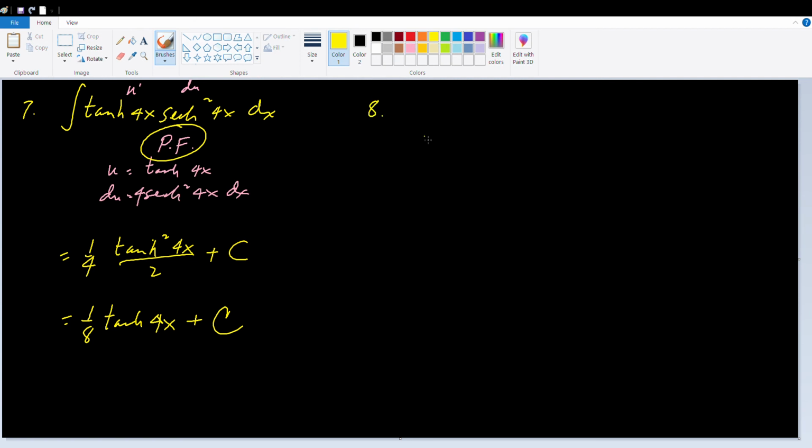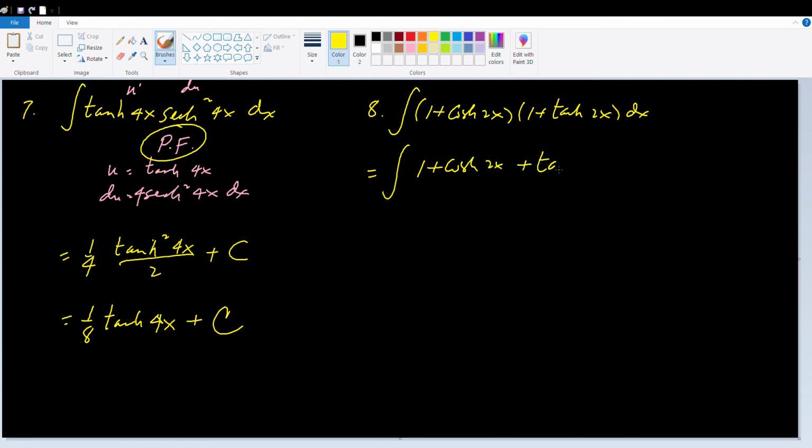Okay, so let us evaluate another one. We have the quantity 1 plus hyperbolic cosine 2x multiplied to the quantity 1 plus hyperbolic tangent 2x dx. So let us multiply these two. We'll be getting the quantity 1 plus hyperbolic cosine 2x plus hyperbolic tangent 2x plus hyperbolic cosine 2x hyperbolic tangent 2x dx. So let us integrate them one by one.